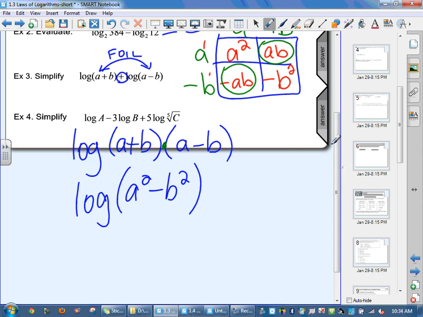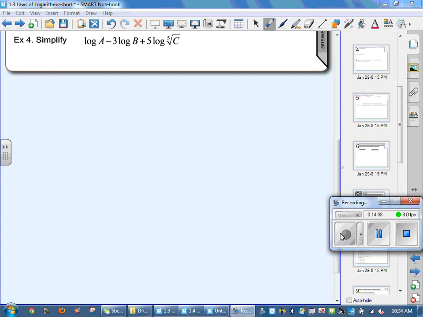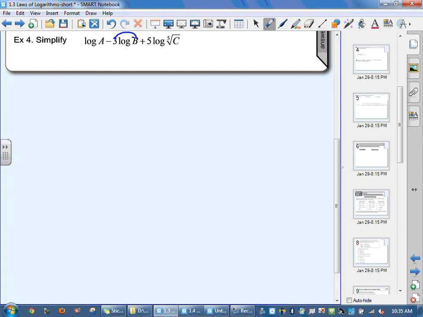Okay, moving on to example 4. There's lots of variables here. I cannot combine any of my logs if they've got a digit written out front of the word log. I've got to take that digit and put it back on as an exponent. So that's always your very first step. So this 3 is going to go back on a B, and that 5 is going to go on that C. Okay? So we rewrite our equation like this. Log A minus log b cubed plus log of 5th root c to the 5th. Okay, so that's how we simplify that step.